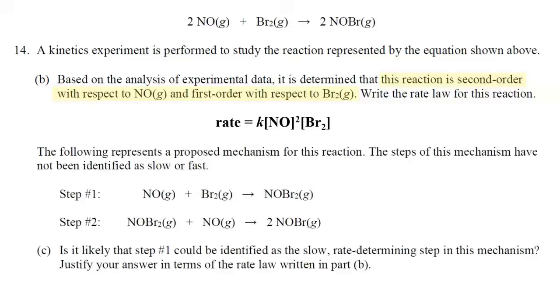Now, the following represents a proposed mechanism for this reaction. So we have step 1 and step 2. The steps of this mechanism have not been identified as slow or fast. So in part C, we have to answer the following question. Is it likely that step 1 of this mechanism could be identified as the slow rate determining step? Justify your answer in terms of the rate law written in part B. So in part B, we already have an experimentally determined rate law, which says that it's second order with respect to NO and first order with respect to Br2.